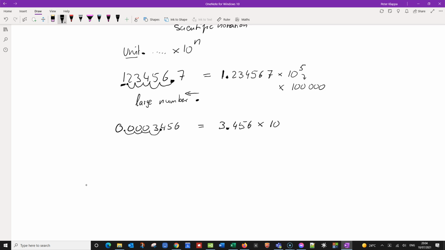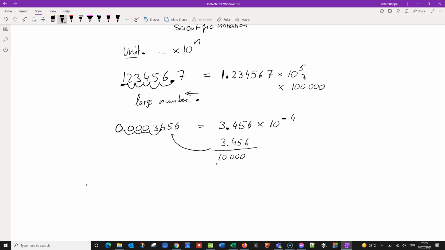We would need to express that again as something index of base 10. So this would be, in this case, 1, 2, 3, 4, 10 to the power of negative 4. Why is it negative? Well, because we would say we have 3.456 divided by 10,000, and that would give us this number here.